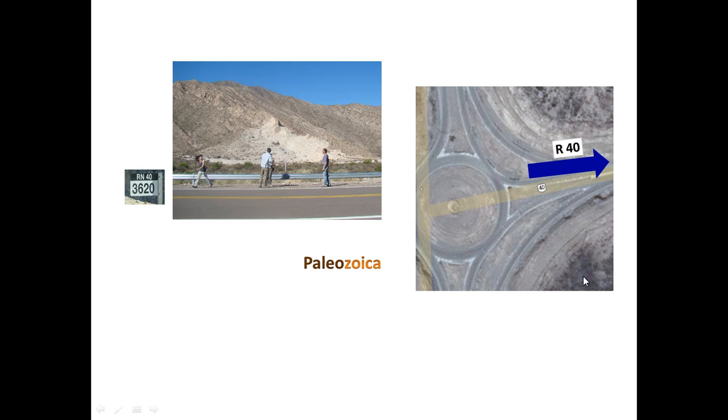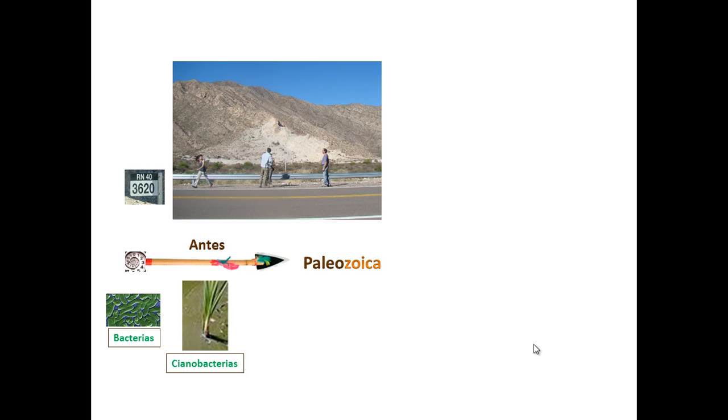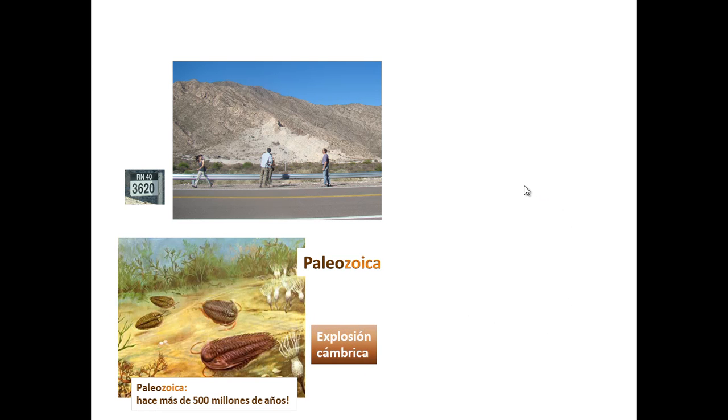But in order to understand what I'm going to show you, we have to remember that before the Paleozoic era we have bacteria, cyanobacteria, and algae, and more than 500 million years ago something amazing happened. It is called the Cambrian explosion: a huge amount of plant and animal races in the world.